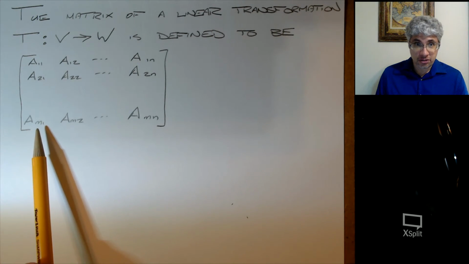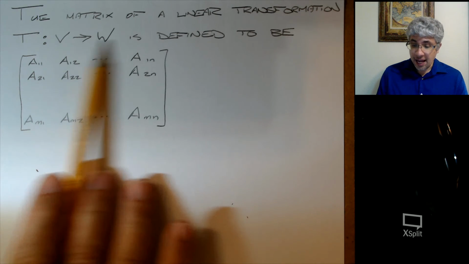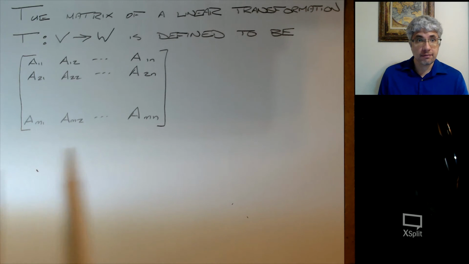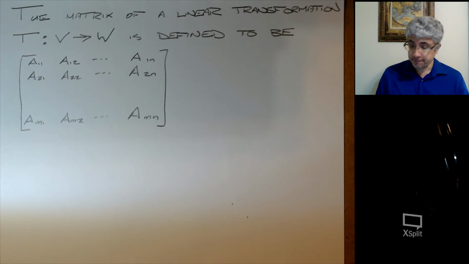Yes, it depends on the transformation. That's how we got the numbers. It depends on the basis for V. That's also how we got these numbers. And it depends on the basis for W. It depends on all of these things. That's how I got these coefficients. Okay, so that's where these coefficients come from. If I change anything, it likely changes those coefficients.